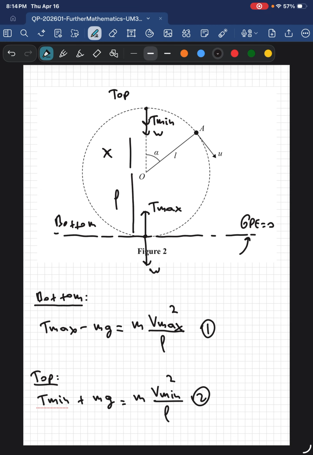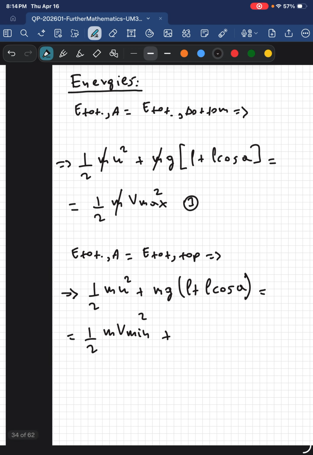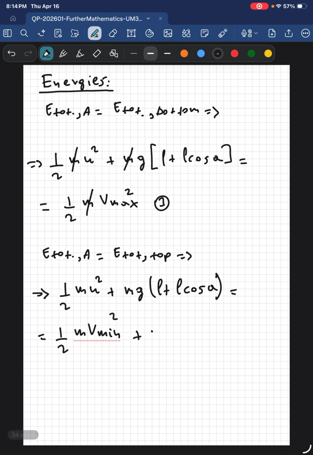This is important, by the way, to stay consistent when you calculate total energies. Otherwise, this is not going to work out. So what's the distance of the top from the bottom? 2 times L. So the gravitational potential energy is mg times 2L. I hope this is clear. The masses cancel, and we call this equation 4.